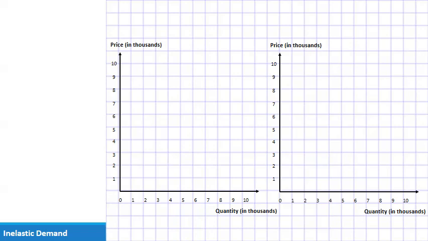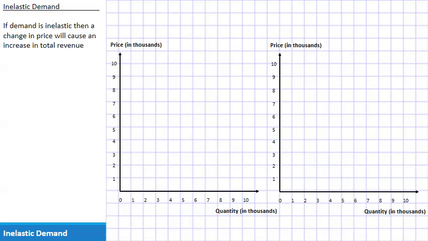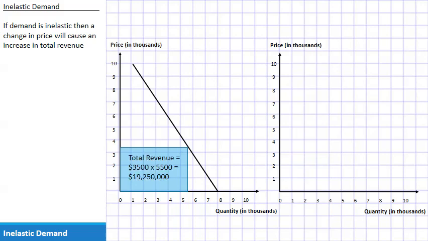So now this time, we will look at inelastic demand. On inelastic demand, if demand is inelastic, then a change in price will cause an increase in total revenue. Notice the slope of the line, it's much steeper. When we plot our point here for total revenue, total revenue equals $3,500 times 5,500 in quantity, which gives us a total revenue of $19.25 million.